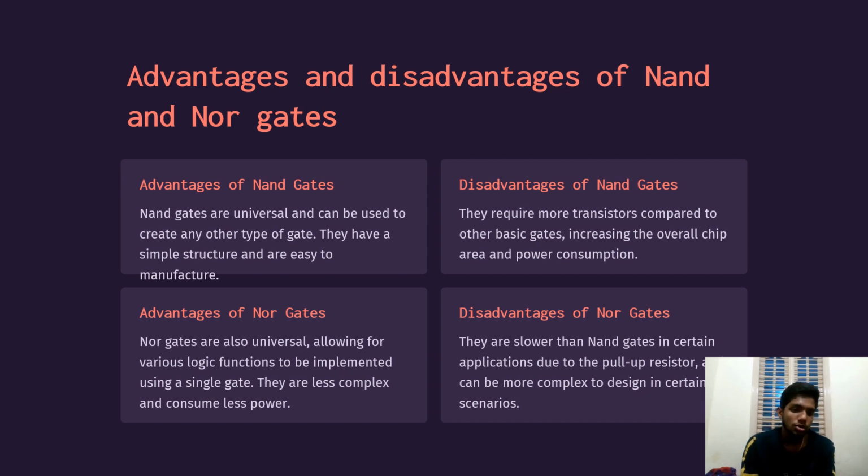Advantages of NOR gates. NOR gates are also universal, allowing various logic functions to be implemented using a single gate. They are less complex and consume less power. Disadvantages of NOR gates. They are slower than NAND gates in certain applications due to the pull-up resistor, and can be more complex to design in certain scenarios.